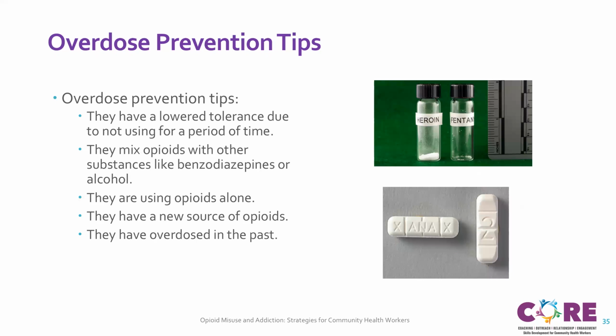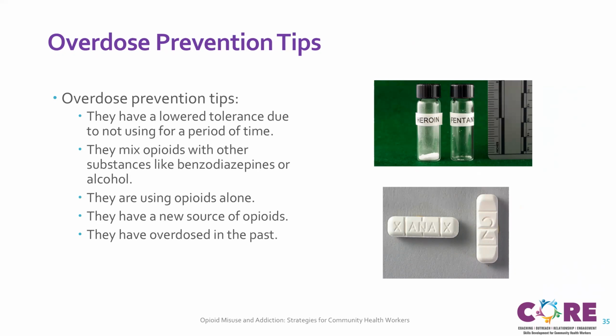Additionally, mixing opioids with other substances like benzodiazepines, like Xanax, for example, or Ativan, one of those drugs which are commonly prescribed for anxiety, or mixing opioids with alcohol. That plays a huge role in whether or not people overdose.